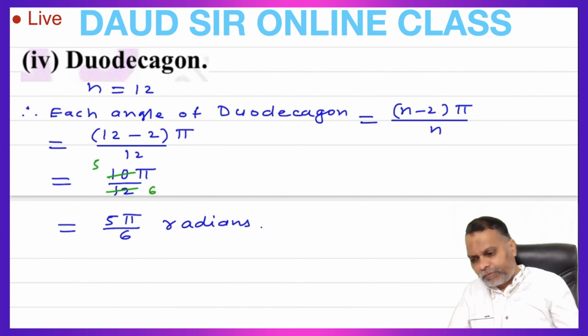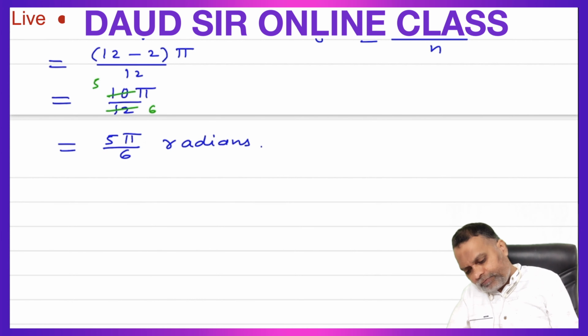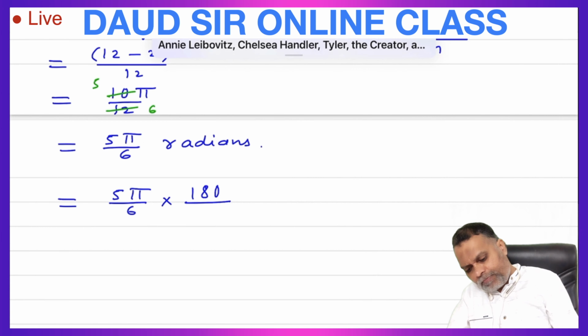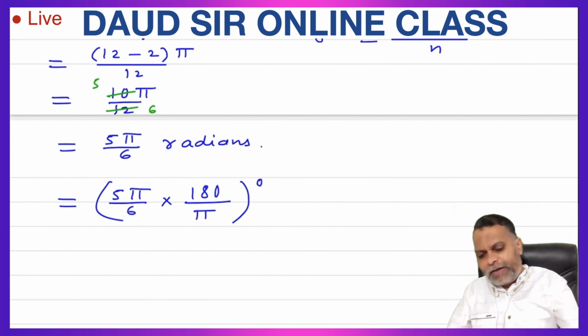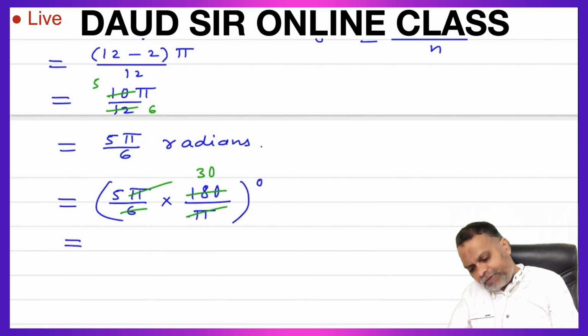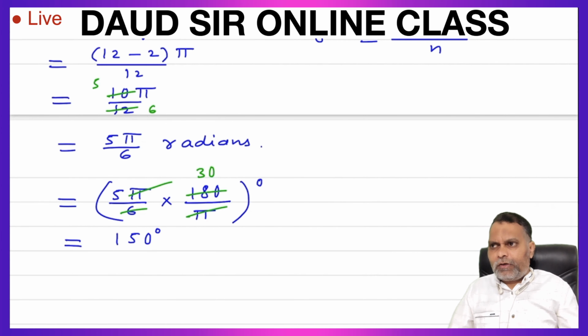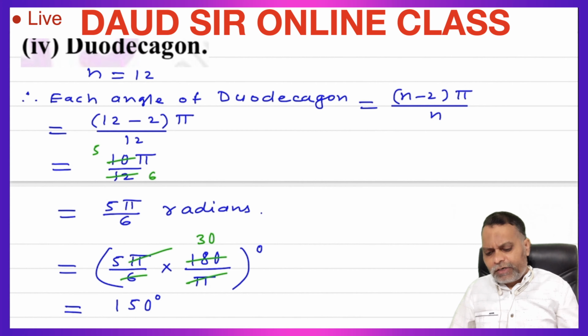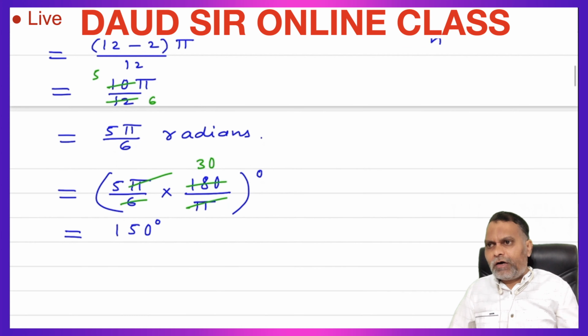This much radians. Convert this radian into degree. 5 pi by 6 into 180 by pi degree. Pi cancelled. 6 3s are 18, 0, and 30 into 5, 5 3s are 15, 150 degree. So each angle of duodecagon is 5 pi by 6 radians or 150 degree.